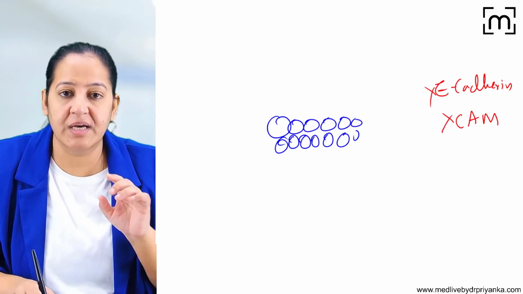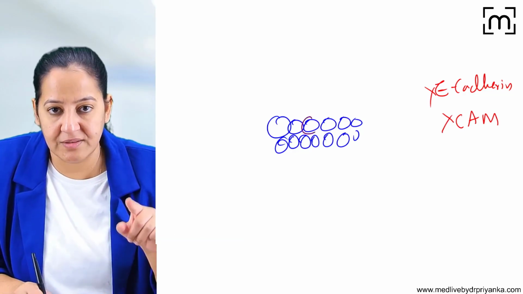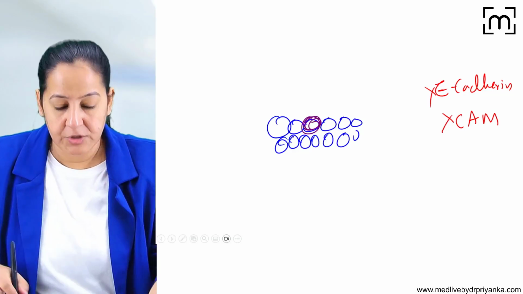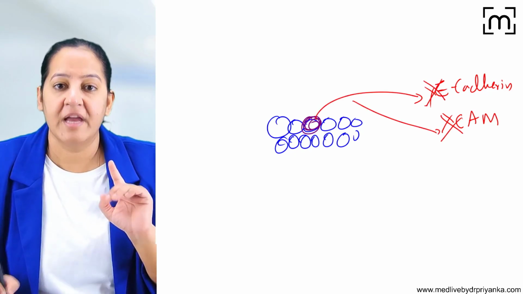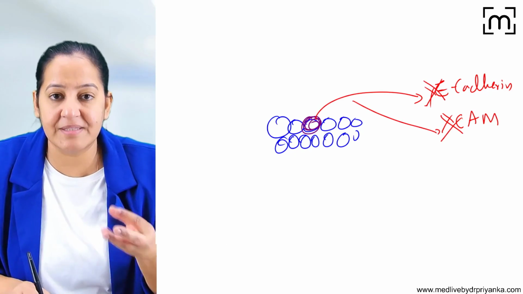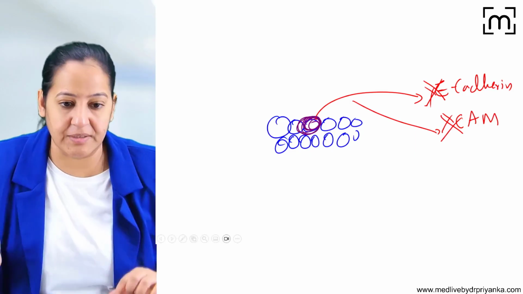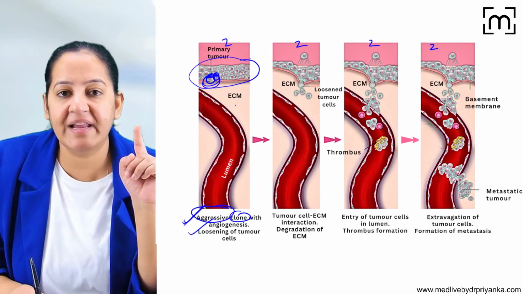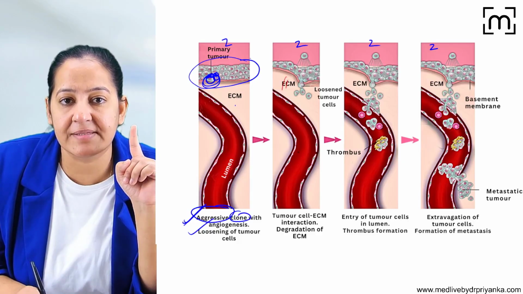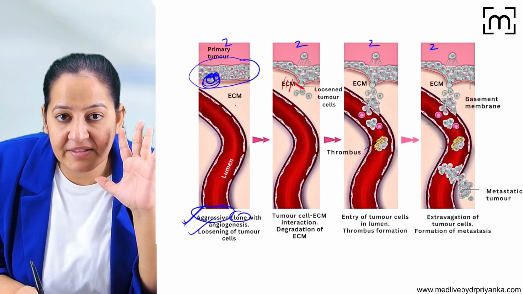If I want to loosen this cell from all other cells, in this cell I have to do the loss of E-cadherin and loss of CAM. If loss of E-cadherin and loss of CAM is there, this cell will loosen from the others. Got it? Now this will loosen. After that, it will interact. You can see extracellular matrix. So first it will interact with the extracellular matrix.